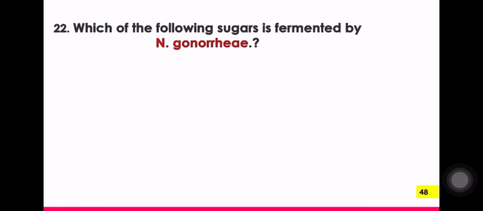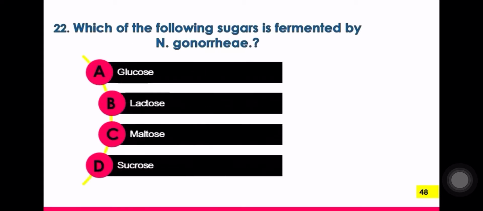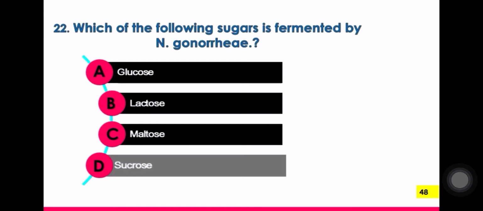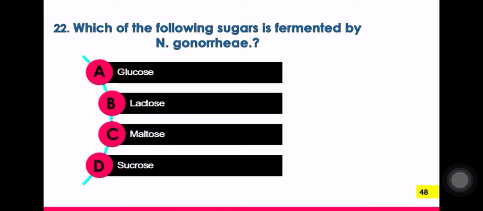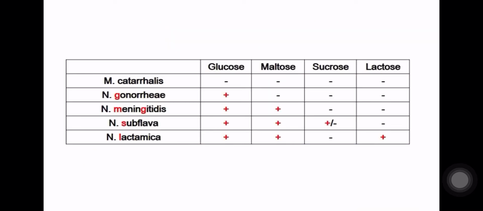Next, for number 22, which of the following sugars is fermented by N. gonorrhoeae? Choices: letter A, glucose; B, lactose; C, maltose; or D, sucrose? The correct answer is letter A, glucose. In case you forgot, N. gonorrhoeae has only one G, so it will produce acid from glucose.